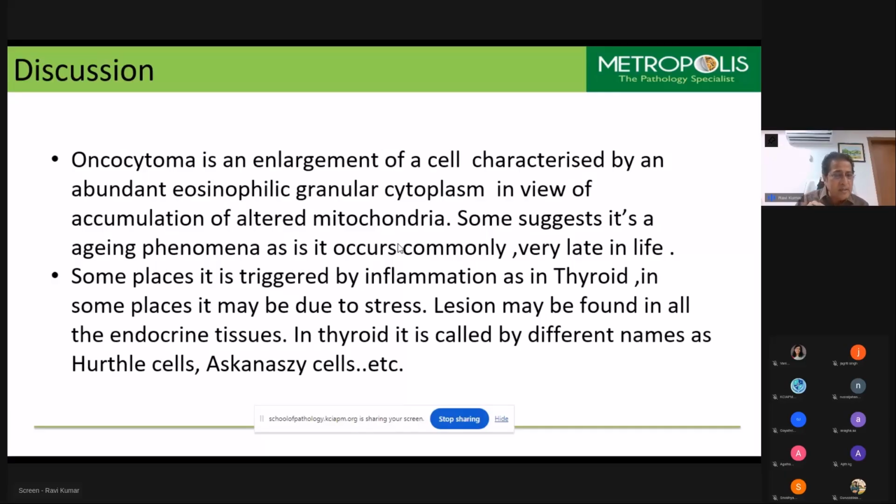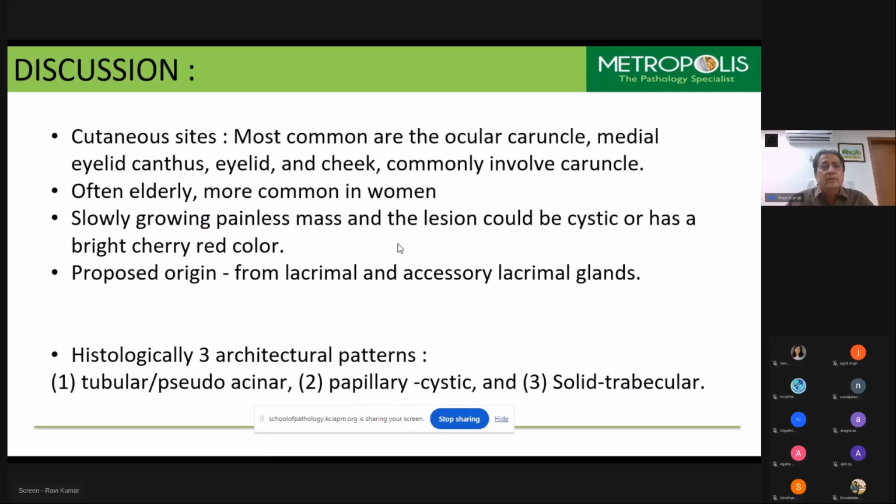So when there's a stress to a particular gland, any of the endocrine glands, there will be some changes happening within the cell. One of the changes is oncocytoma. It could be an aging process, an early aging process, I would say. Cutaneous sites most commonly involved are the ocular caruncle, medial eyelid, canthus, eyelid, and cheek, commonly the caruncle. Often elderly, more common in women than in men.